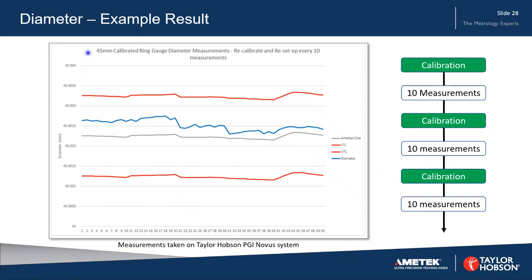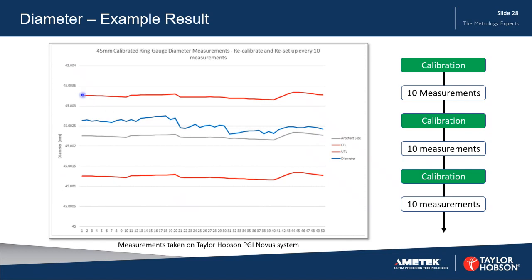So what we're measuring here is a 45 millimeter calibrated ring gauge. And we're recalibrating and setting up every 10 measurements. So we're calibrating, taking 10 measurements, calibrating, taking 10 measurements, calibrating, taking 10 measurements. The line in the center here is the 45 millimeter diameter, but we've actually compensated for the temperature as the temperature changes during these many measurements.